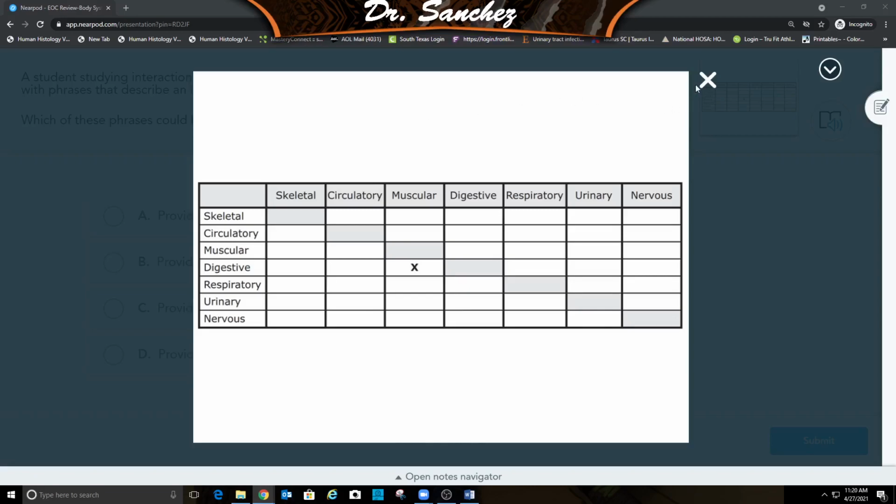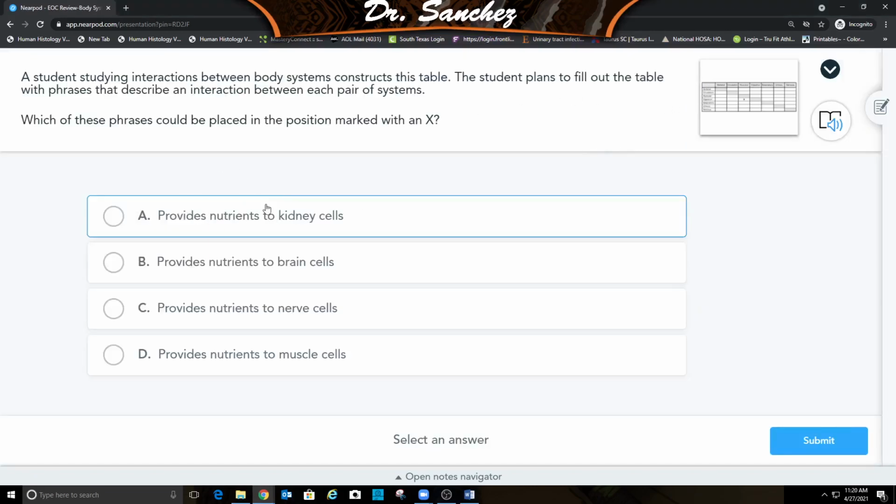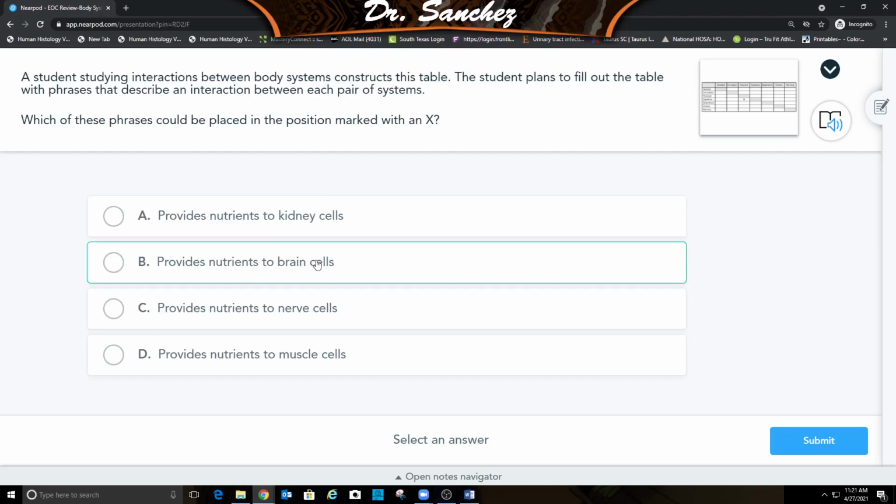Perfect. Let's see what we have for answers. Does the digestive system take nutrients to the kidneys? Possibly through the circulatory system, but we're not talking about circulatory, we're talking about the muscular system. All right, so no, right? Kidneys have nothing to do with muscles. All right. Nutrients and brain cells. Does muscle have anything to do with nutrients or the digestive system? Nah.